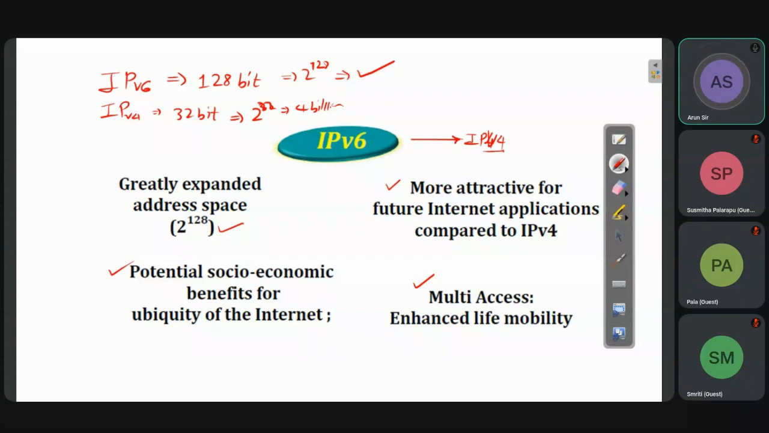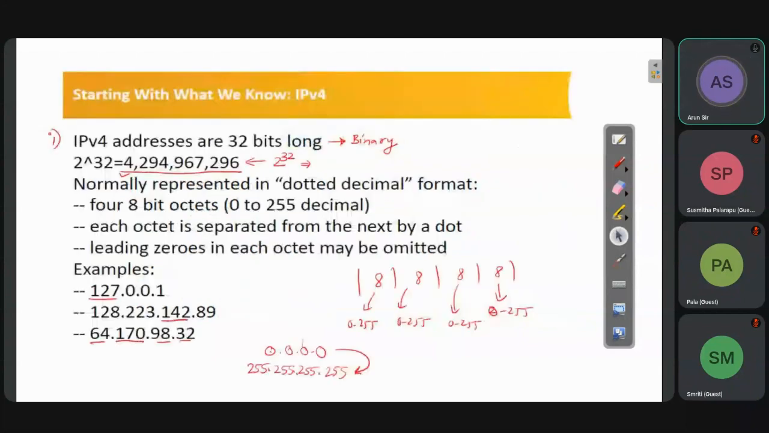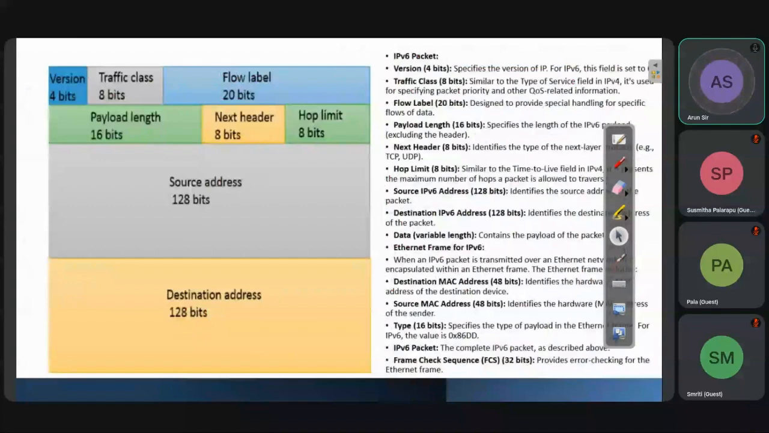Nowadays we are into online meetings, which is a kind of LAN connection we are on. So the ubiquity of the internet is maintained. These are the various advantages of IPv6. One can always compare and contrast how IPv4 is and how IPv6 is. So this is the packet format of IPv6.